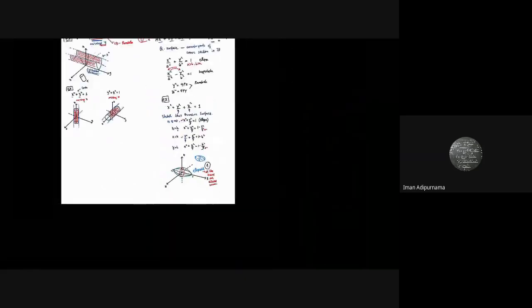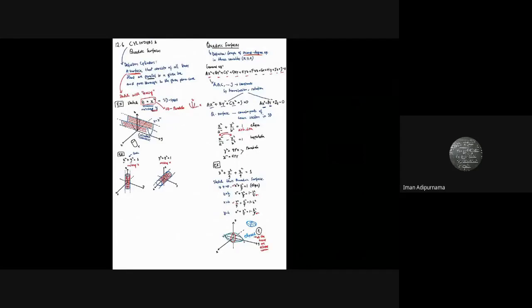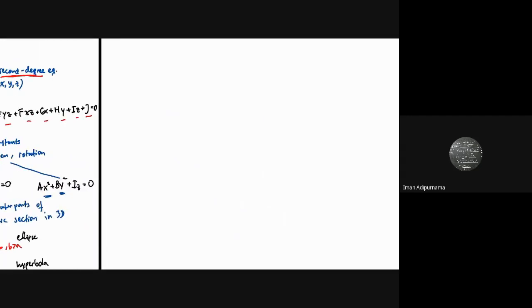Okay, now the next part is another example. The equation will be z equals 4x squared plus y squared. Okay, the same as the previous example, we can make one variable become a constant or become just a zero.